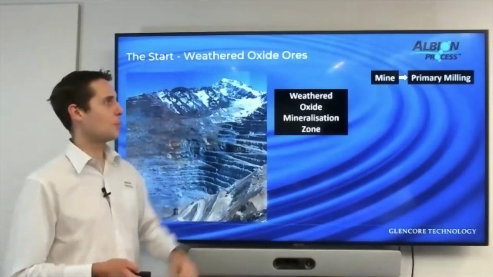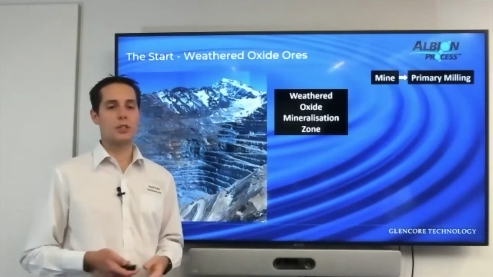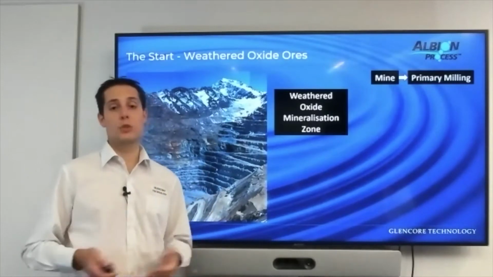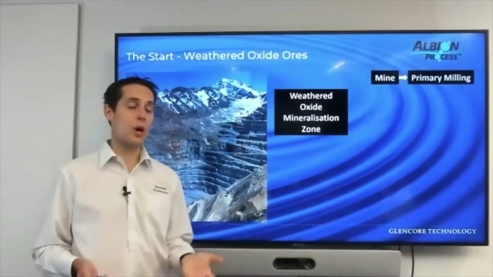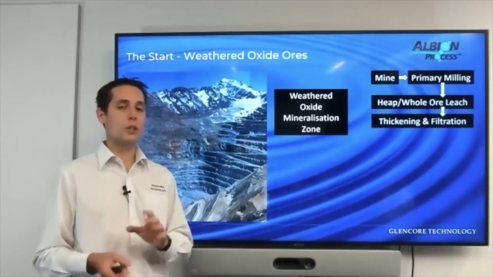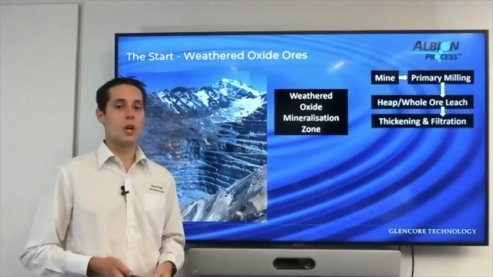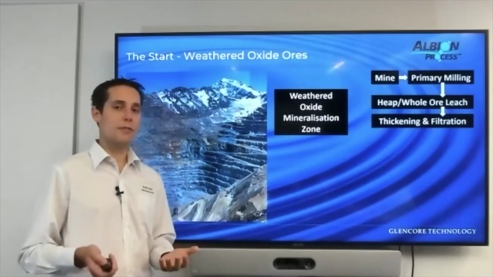We're going to look at what happens in your primary, this weathered oxide region or the mineralized zone. Where do we start with most of our deposits? So here, obviously, you have the mine, you have the primary milling. What comes next in your flow sheet? Now, typically, this is where you look at extracting these base metals through a whole or a heap leach, depending on the grades that you may have.